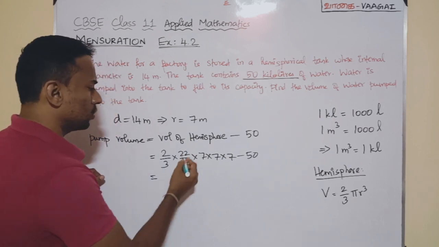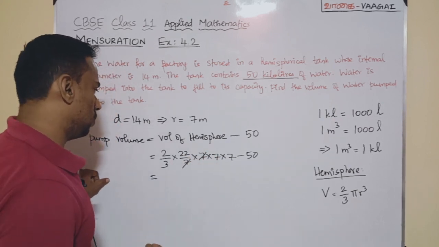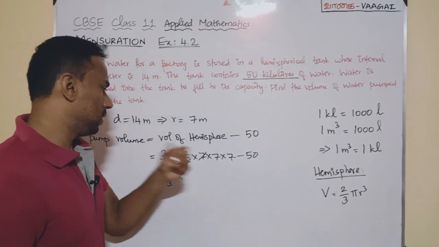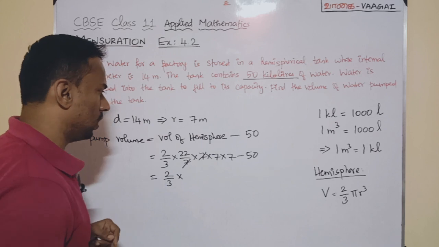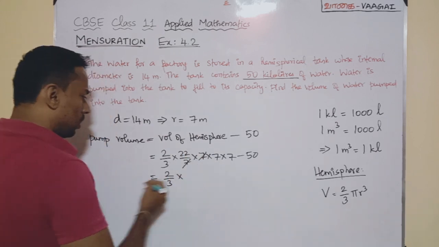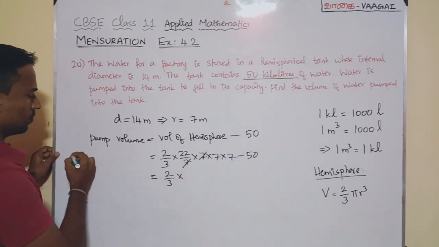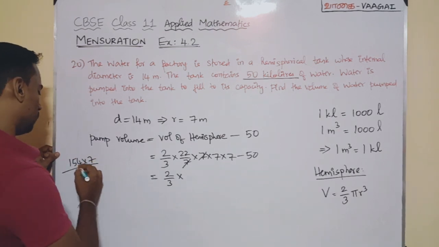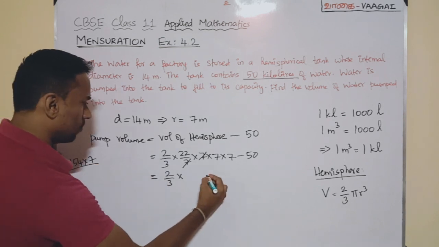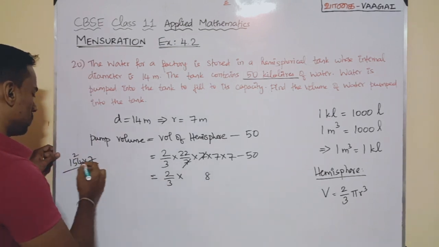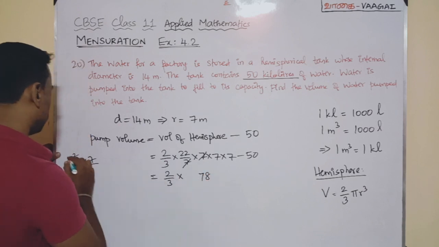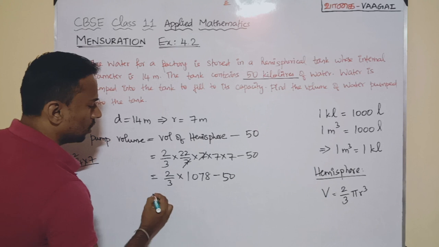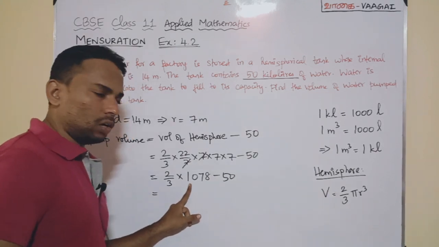Now what next I can do is cut this 7 and 7. So next I can do 2 by 3 times, now let's multiply these numbers, 22 into 7 into 7. 22 7s are 154. Next 154 into 7 we will do here. 4 7s are 28, 2 is the carry. 7 5s are 35 plus 2 is 37, 3 carry, and then 7 1s are 7 plus 3 is 10. So 1078, minus 50.